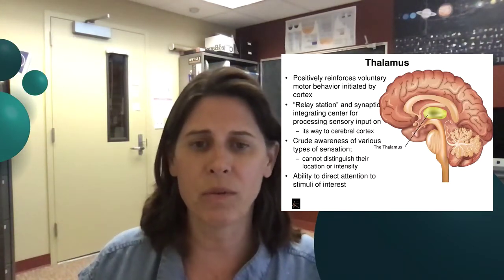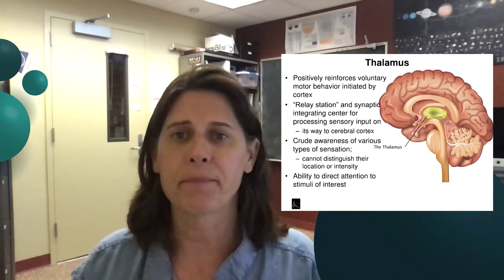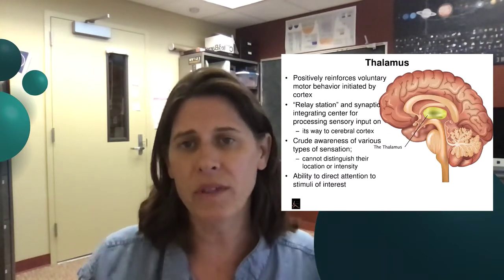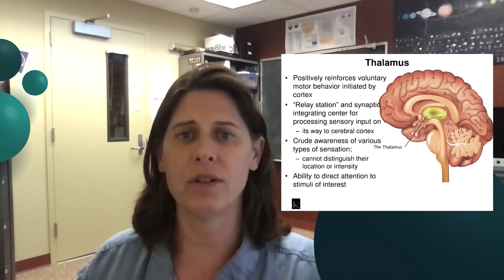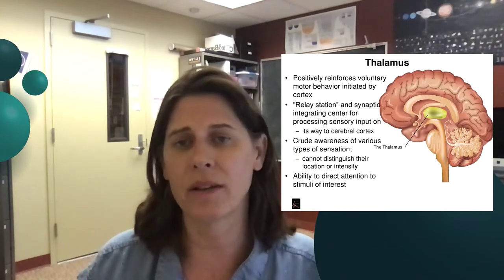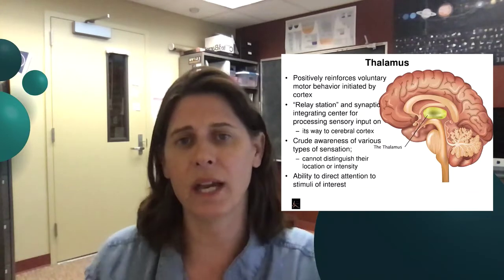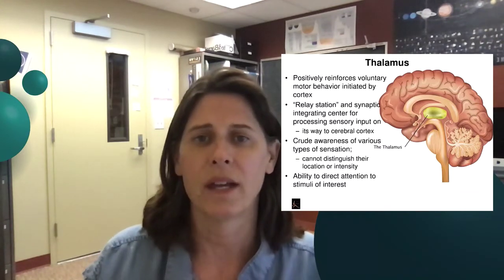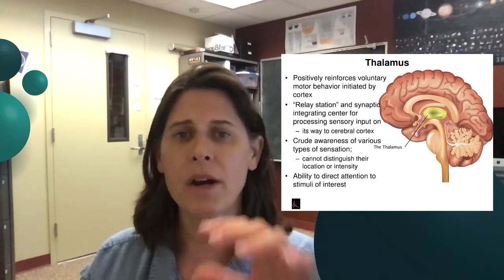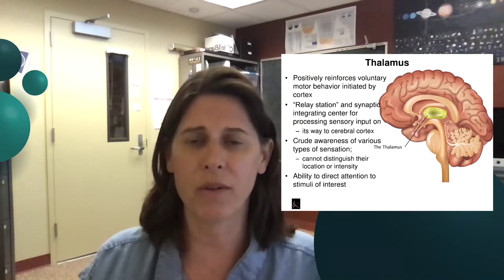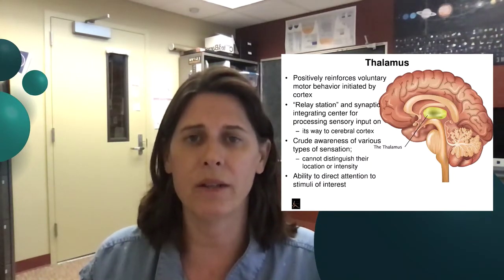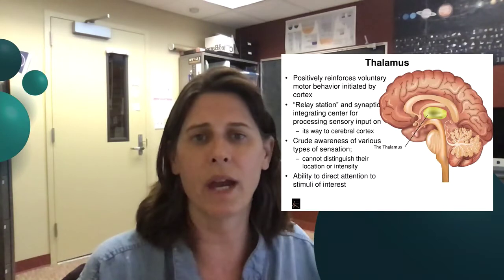Okay, so that's really important. And then it routes that important sensory information to the important areas of the cortex, right? And it can help direct your attention then to that stimuli of interest. And there are other parts of the brain that work with that as well. Even the brainstem and the cortical association areas do that.